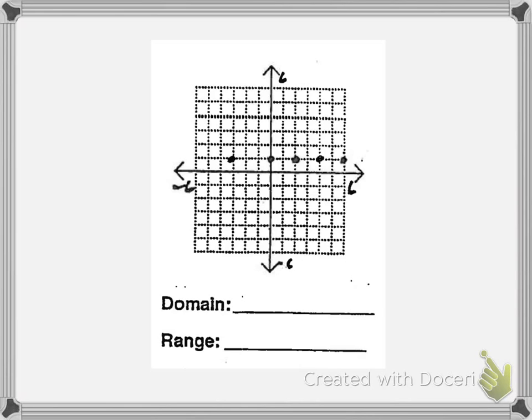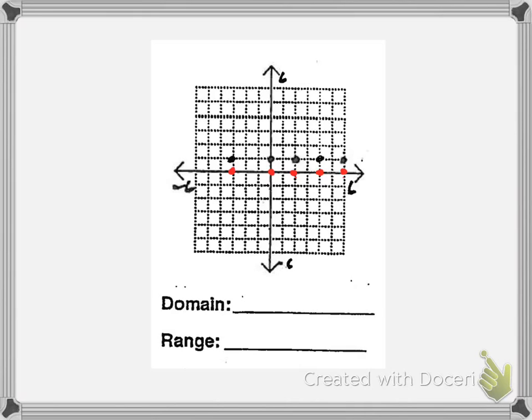For this graph, I notice that there are disconnected points, and I'm going to mark these disconnected points on my x-axis. So on my x-axis I see at x equals negative 3, x equals 0, x equals 2, x equals 4, and x equals 6 are where the points on the graph are.